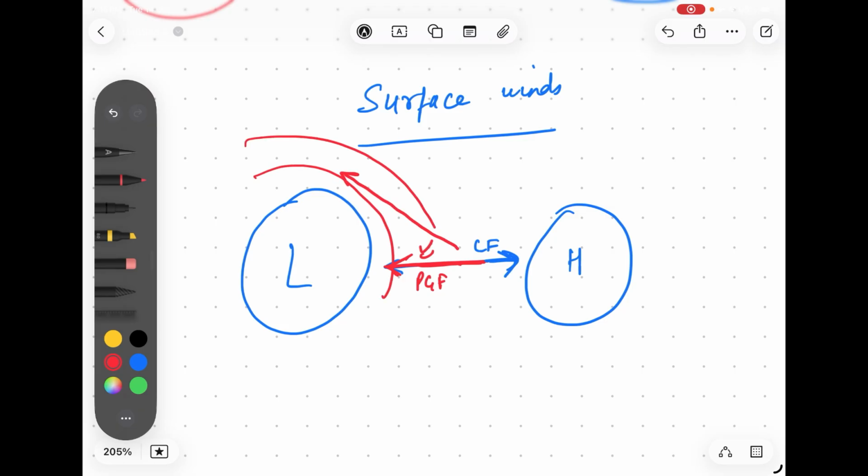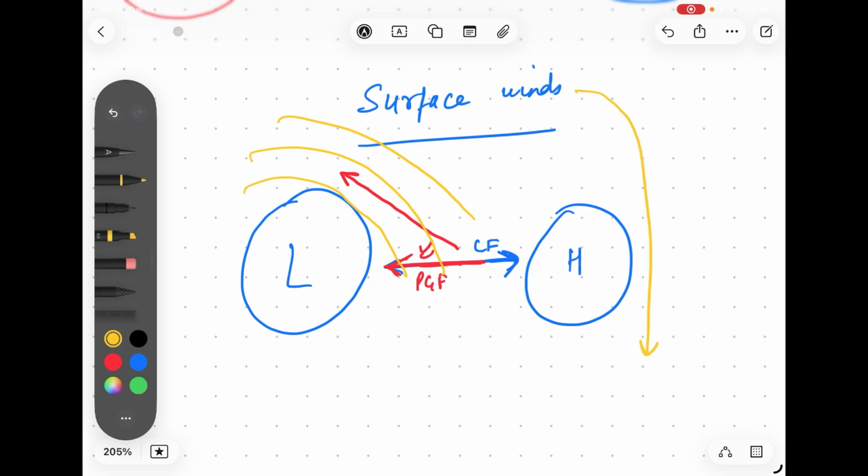So if these were my isobars, it will blow across the isobars. So this is what the surface wind is basically. Due to the friction, Coriolis force is less, so there is nothing to balance the pressure gradient force. So basically surface winds are the ones that blow across the isobars. Okay, so that is the surface wind.